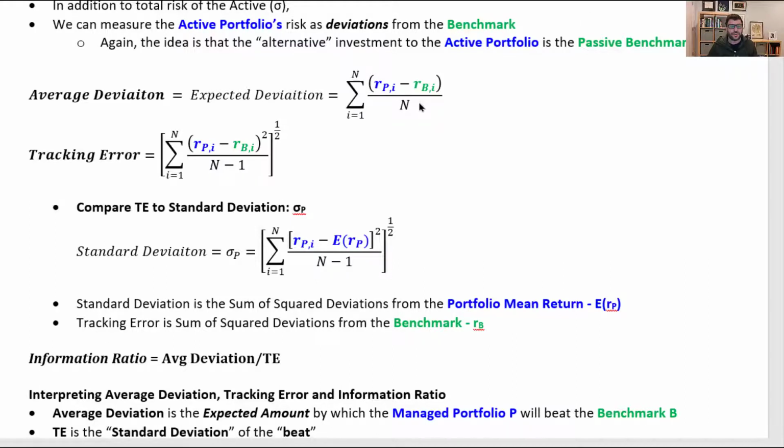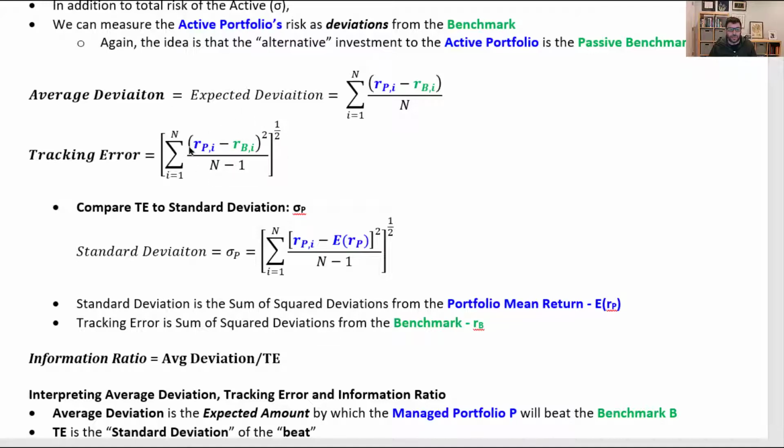The next thing we want to talk about is variation between the active and the benchmark. How closely did they track? Were they right with each other, or were they all over the place and different? To do that, we're going to compute something called the tracking error. The tracking error is the return of the active portfolio minus the return of the passive benchmark. And just like the standard deviation, we'll square that so that positives and negatives don't cancel each other out.